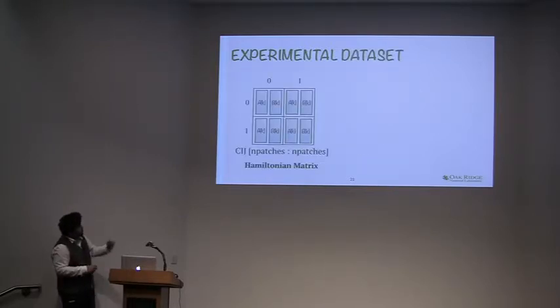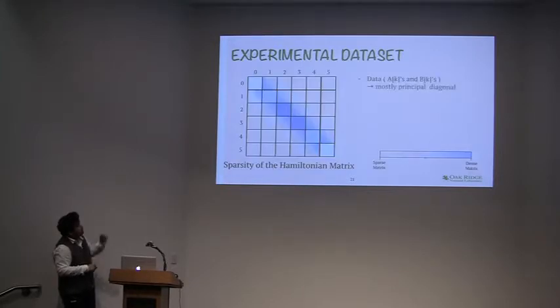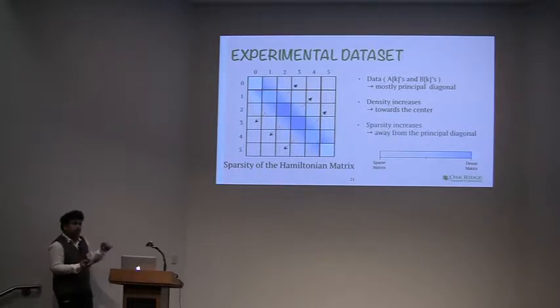So this is the data set. It's kind of interesting because the matrix is not sparse or dense at a large scale, so all the data is kind of in the principal diagonal itself. Your density increases when you're moving towards the center, and your sparsity increases as you're moving away from the principal diagonal. So you have to be careful: even if you're tiling this matrix, you still get spots where we don't actually need enough resources.